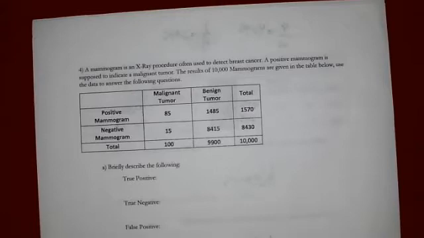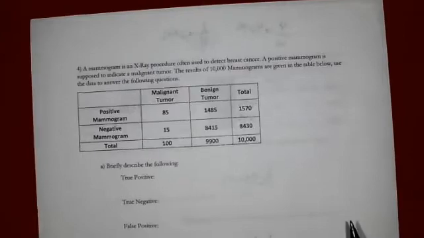So a mammogram is an X-ray procedure often used to detect breast cancer. A positive mammogram is supposed to indicate a malignant tumor, which is bad. Right? A malignant tumor is a cancerous tumor. A benign tumor is fairly harmless. Here are the results from 10,000 mammograms. So let's briefly describe the following.